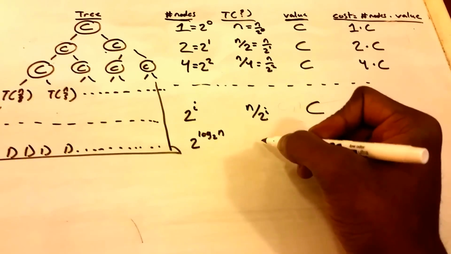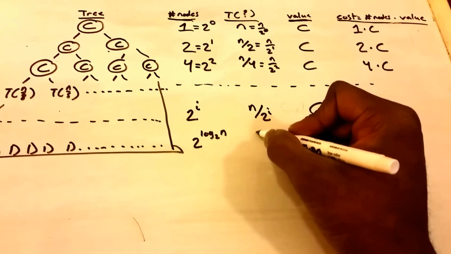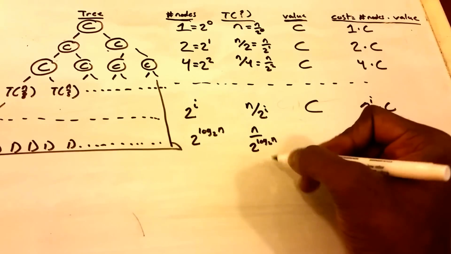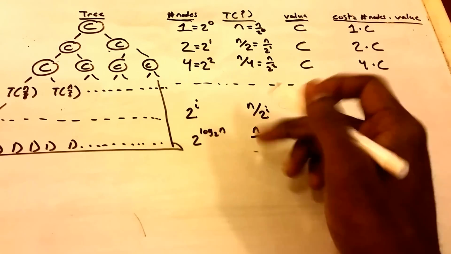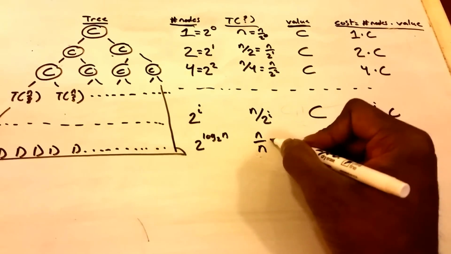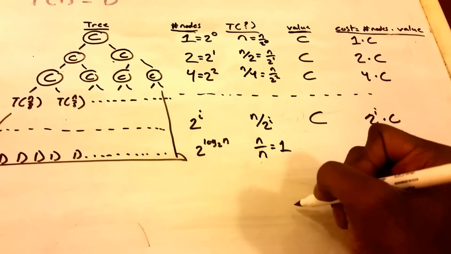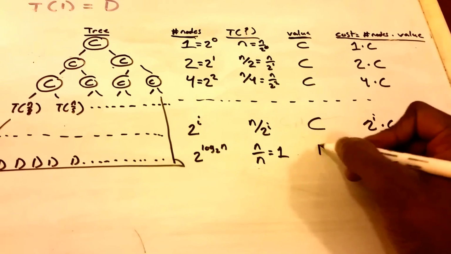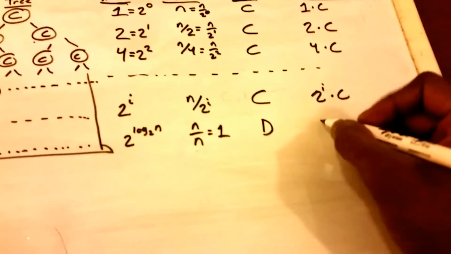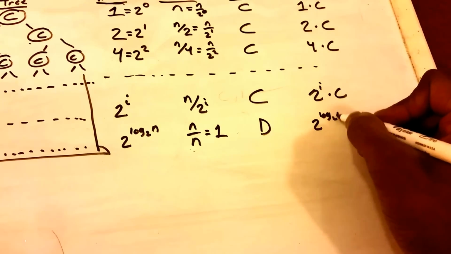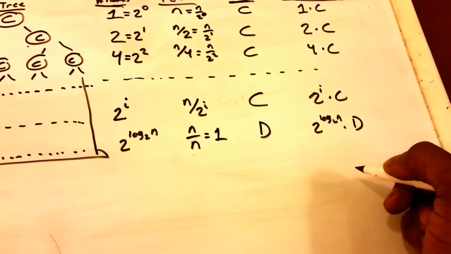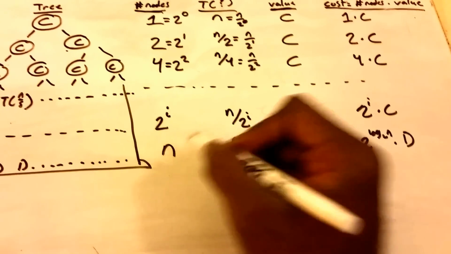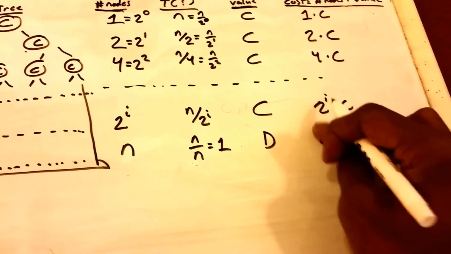What was our input? Our input technically was 1, but we can also see that as n divided by 2 to the log base 2 of n. And this, of course, is just n, and that, of course, is just 1. Okay? The value is going to be D, and the cost will be 2 to the log base 2 of n times D. And I'm going to rewrite these to simplify them here. This is just n, and 2 to the power log base 2 of n is just n.